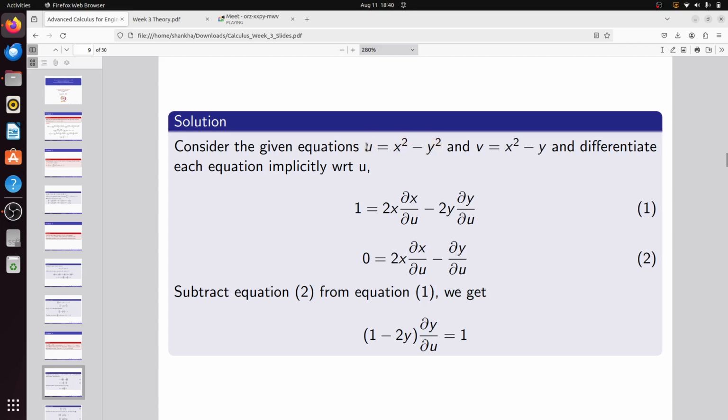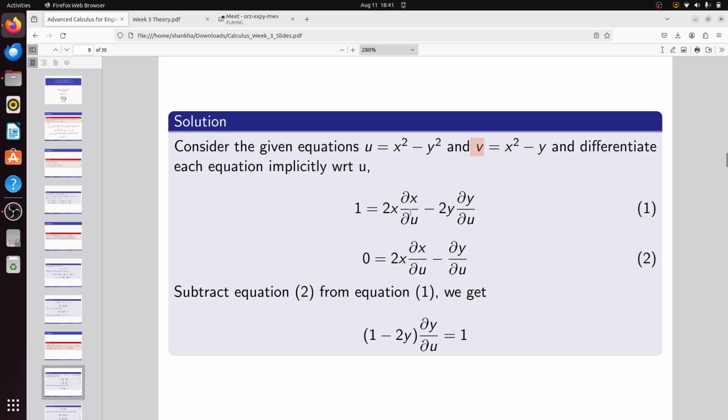So the derivative of u with respect to u will be 1, the derivative of x square with respect to u will be 2x del x del u, and the derivative of minus y square will be minus 2y del y del u. And v equal to x square minus y. So if you take the partial derivative of v, since u and v are independent of one another, the derivative with respect to u will give 0 here, and here there will be 2x del x del u minus del y del u.